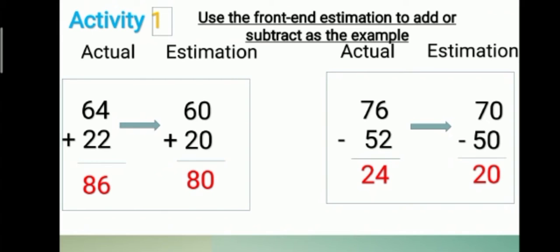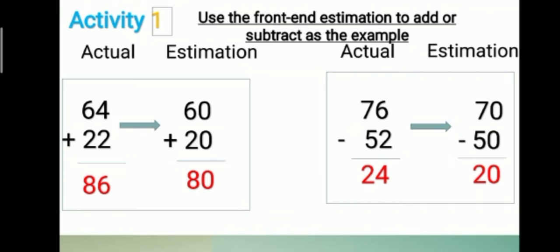Activity 1. Use the front-end estimation to add or subtract. As an example, 64 plus 22. The estimation of 64 will be 60. We write 6 as it is and put 0 in ones instead of 4. And for 22 we are going to put 2 in tens and 0 in ones. So the actual answer will be 4 plus 2 equals 6 in ones and 6 plus 2 equals 8 in tens. 60 plus 20 will be 0 plus 0 equals 0 and 6 plus 2 equals 8.